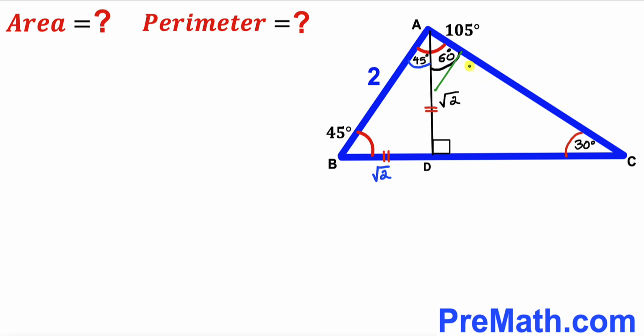Now we are going to focus on this other right triangle ADC. And we can see this is our special 30, 60, 90 triangle. And in this triangle, 30 degrees is our smallest angle, whereas this 90 degrees is our largest angle.